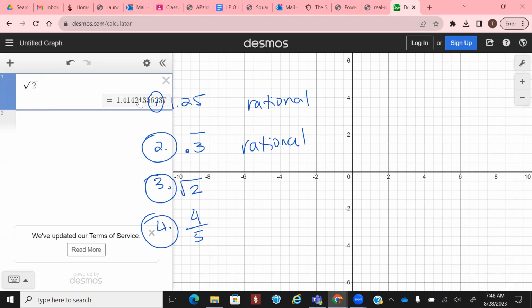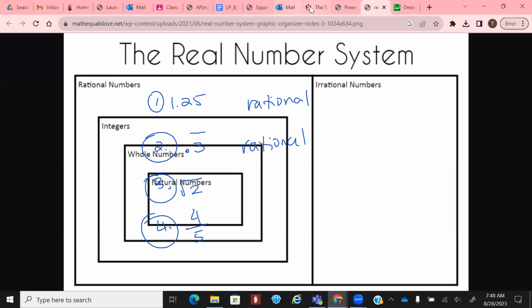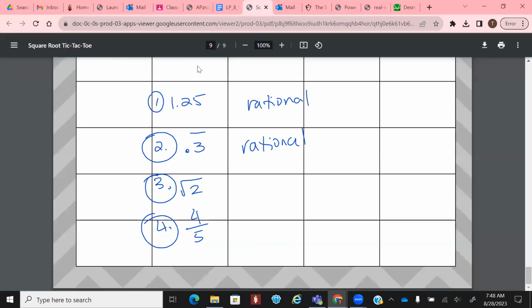So is there a repeating pattern here? No. So what is that called? Okay. And then 4 divided by 5, is that rational or irrational? Rational.